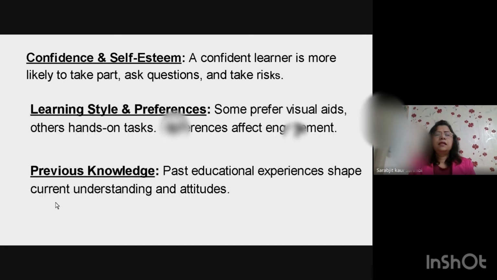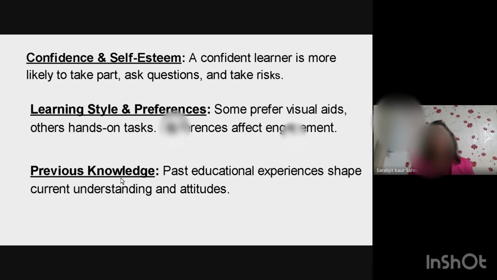Next, we can see learning style and preferences. Many of your students will have different styles and preferences. Some students in your class will like visual aids. Others want hands-on tasks, like maybe boxes or something. Preference affects engagement in your class. So learning styles are also important, and they also come under personal factors.